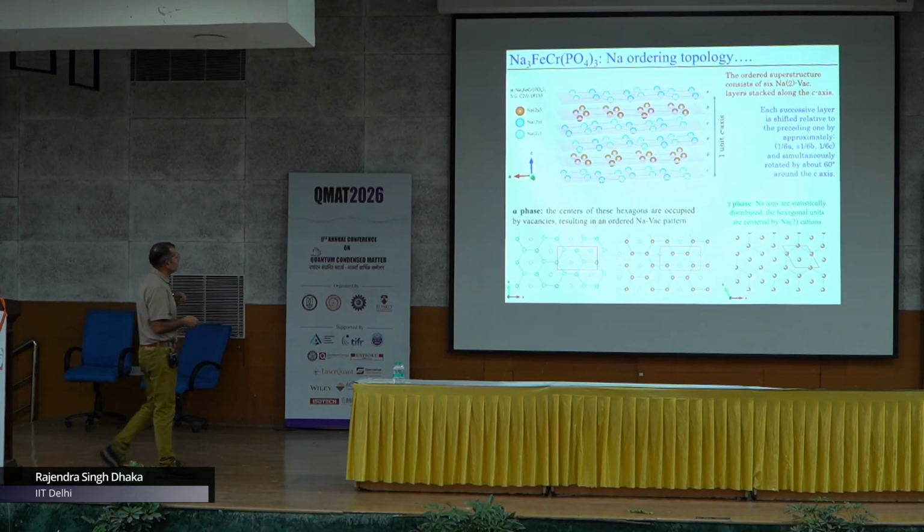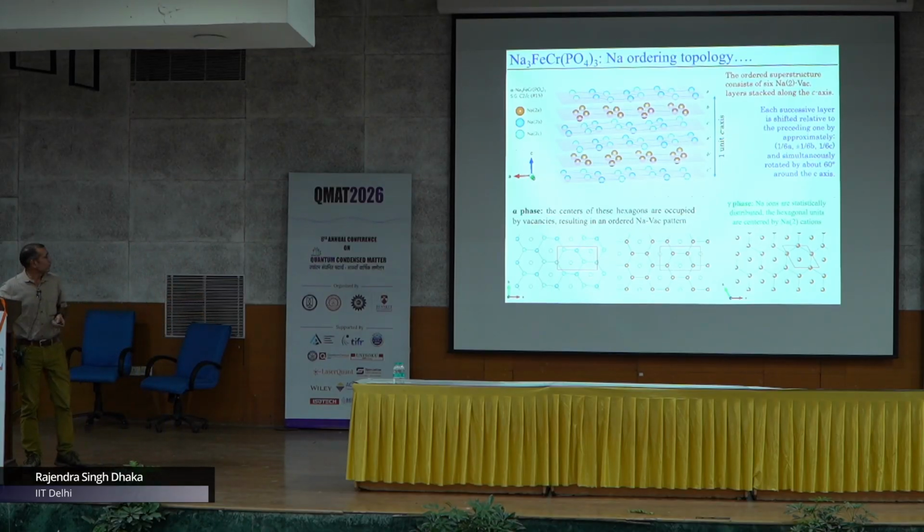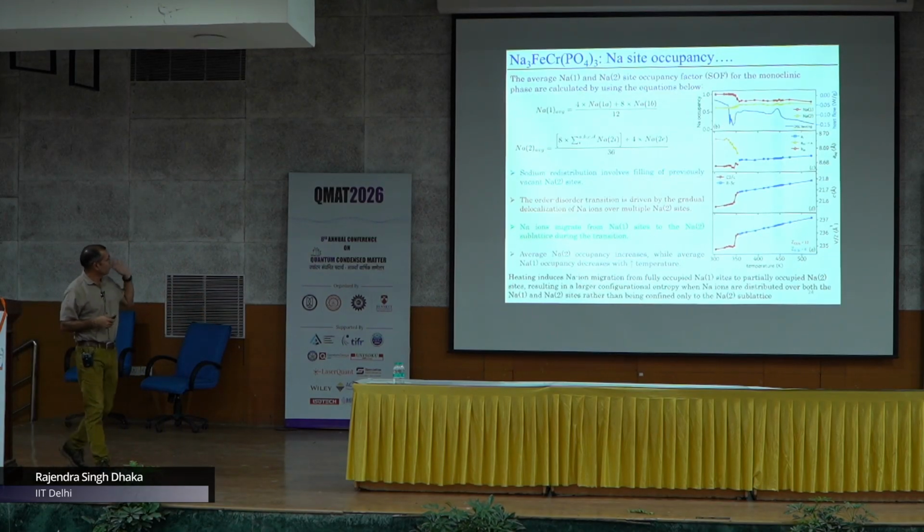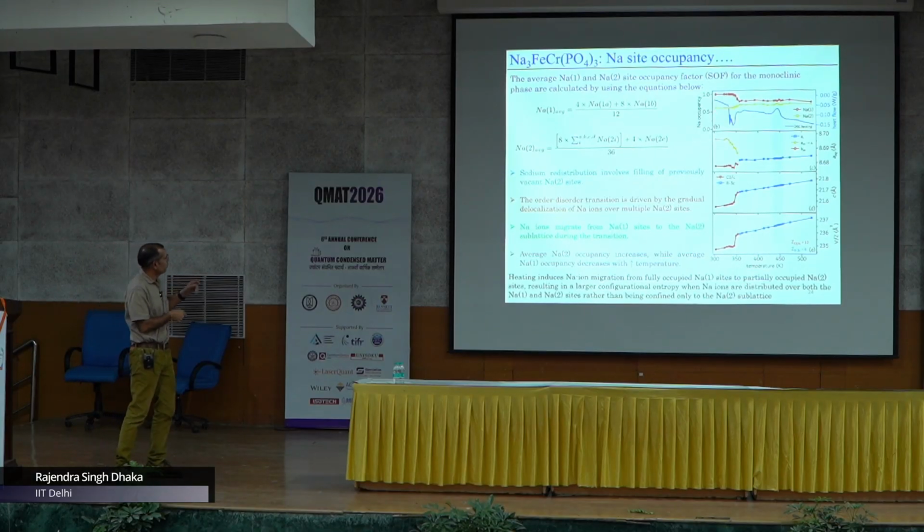We then of course did more analysis to find out how the sodium ions redistribute among these sites. So you can see in the first panel the sodium occupancy, this is the temperature, the blue one is the DSC curve that I showed you before, and you can see this is the sodium 1 site and the sodium 2 site.